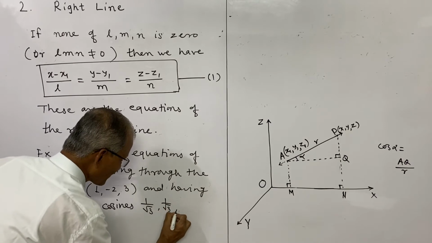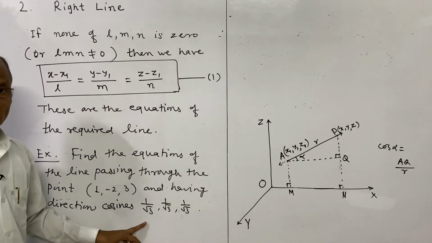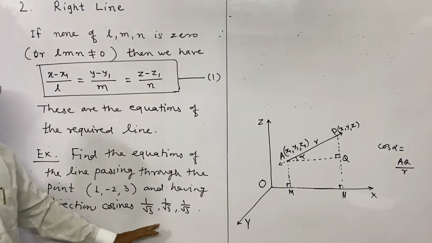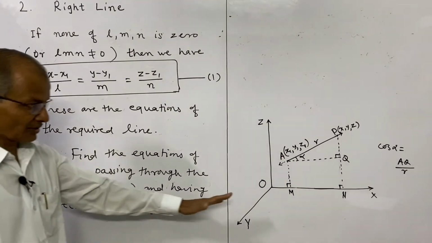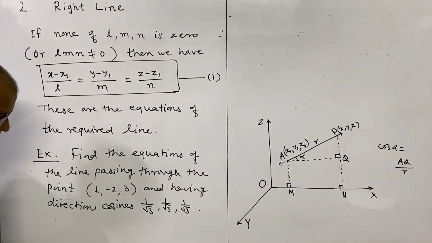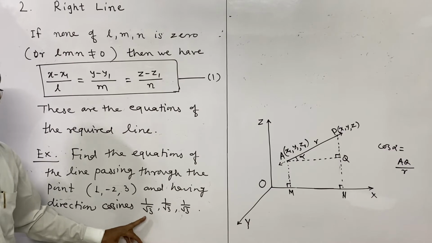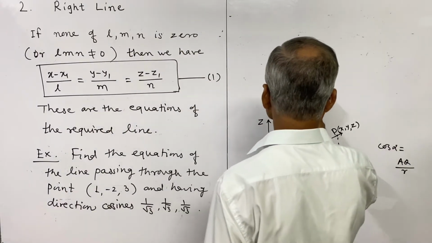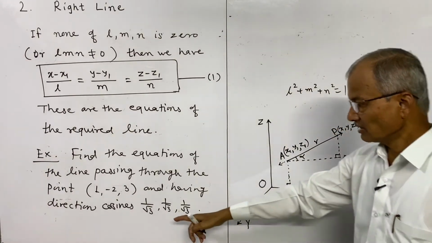What is the meaning of this? If the direction cosines are equal, l is equal to m is equal to n, then the line will make equal angles with the coordinate axes, with the x-axis, y-axis, z-axis. The same angle is made by the line, and one relation must be satisfied by the direction cosines, that is l square plus m square plus n square is equal to 1, and you see this is satisfied.